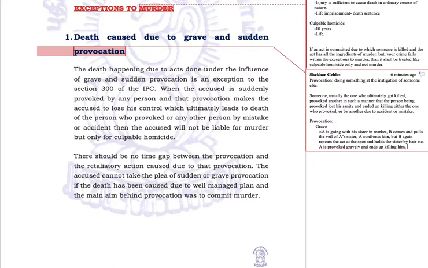Okay, he picks up a brick from nearby and hits B on the head twice, and B dies. Okay, now there are ingredients of murder.